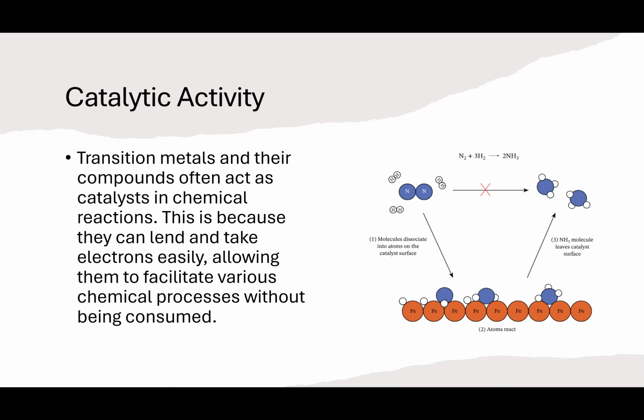They also display some amount of catalytic activity. Transition metals and their compounds often act as catalysts in reactions. This is because they can lend and take electrons easily, allowing them to facilitate various chemical processes without being consumed. So you know what catalysts are. They create an alternate pathway in the chemical reaction without being used up themselves. And this is an example looking at the Haber process.